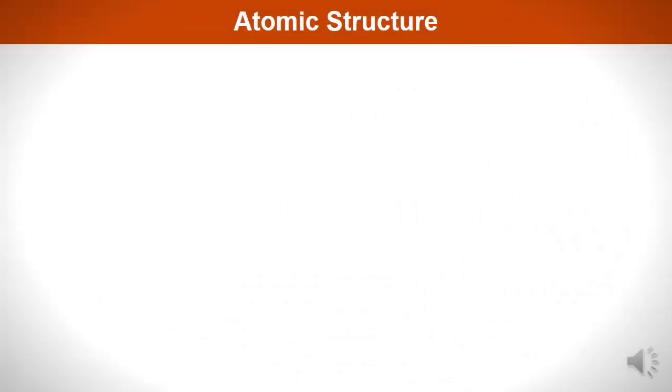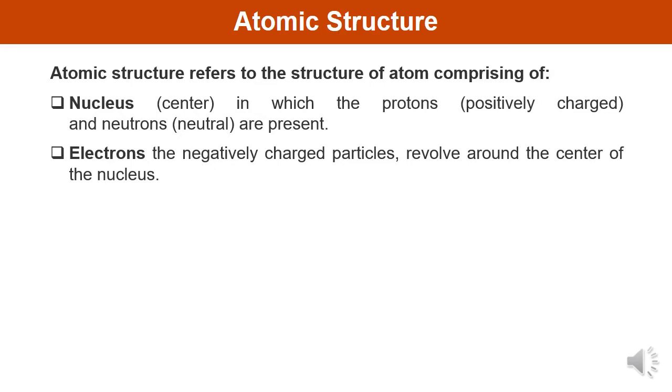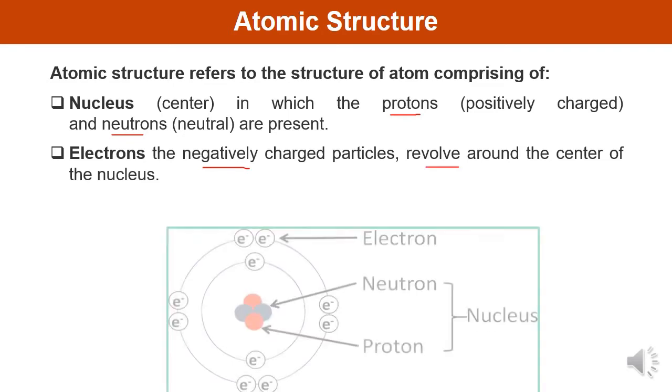You know that the matter consists of atoms, and atomic structure refers to the structure of atom comprising of nucleus in the center, in which protons and neutrons are present. Protons are positively charged while neutrons are neutral in nature. Electrons, which have negative charge, keep revolving around the center of the nucleus.